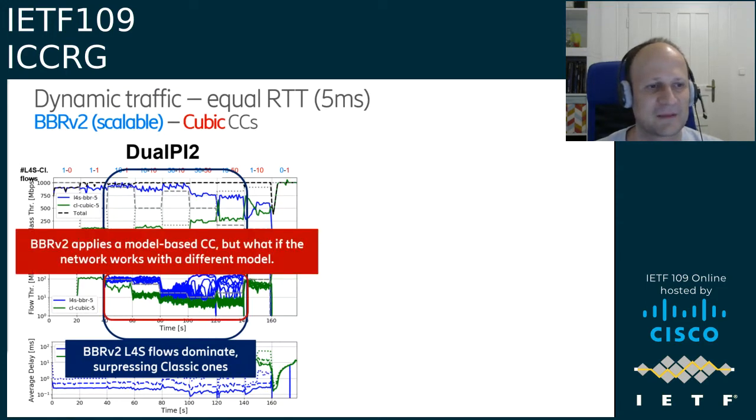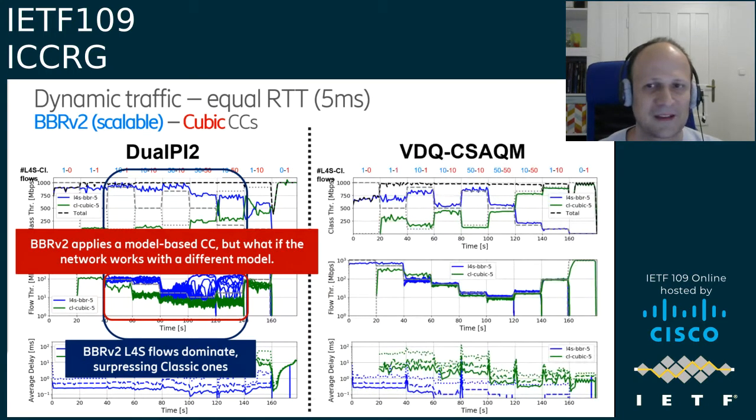And we believe that this is because BBRV2 applies a model-based congestion control. But what happens if the network works with a different model? This kind of unfairness can happen then. And comparing that to dual Q core stateless AQM, that can provide pretty good fairness by not assuming anything about the congestion control used.